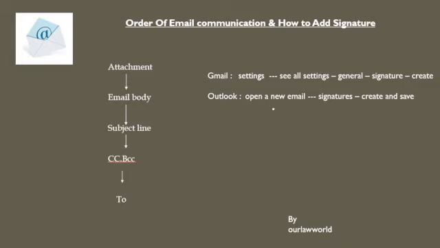And for Outlook, you can open a new email, and when you are ready to draft the email, on the upper menu you will have a signature option. Click on that, create and save. So these are the things you need to keep in your mind while drafting an email.